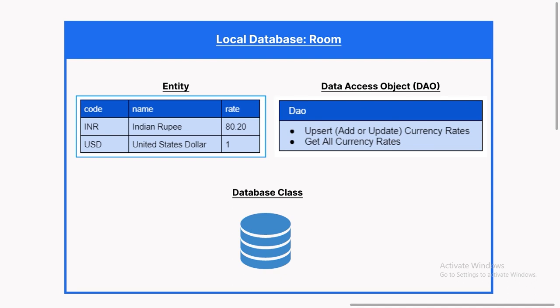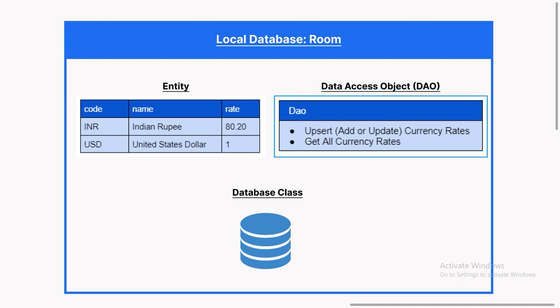Like we will keep the code in the first column and the name in the second column and the rate in the third column. And after this entity, we need to define the DAO. DAO means data access object. In this DAO, we need to define how we will interact with this database. Here we will define two functions. Upsert function means add or update currency rates. Another function will be get all currency rates. And in the third file we will define the database class. In this database class we need to define all our entities and all our DAOs.